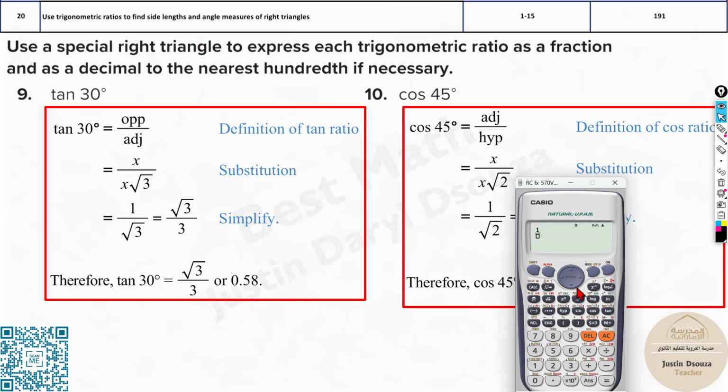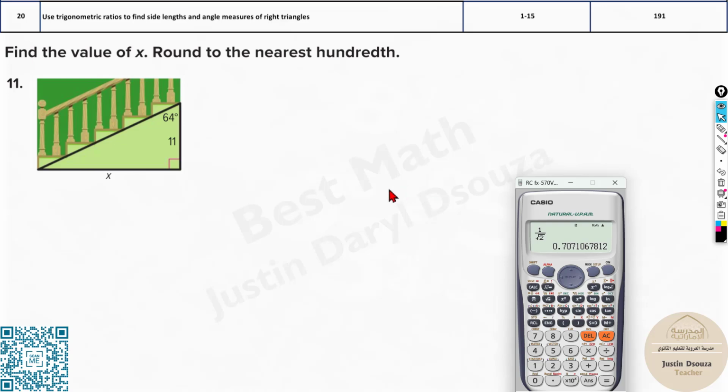Now even 1 by root 2 is the same thing, 0.707. So if your option is not in that form, just solve the options and see what the decimal value is, and whichever matches is your correct answer. Now we have a problem here to find the x.